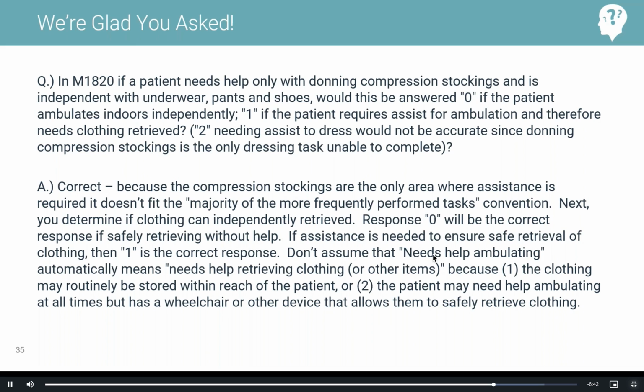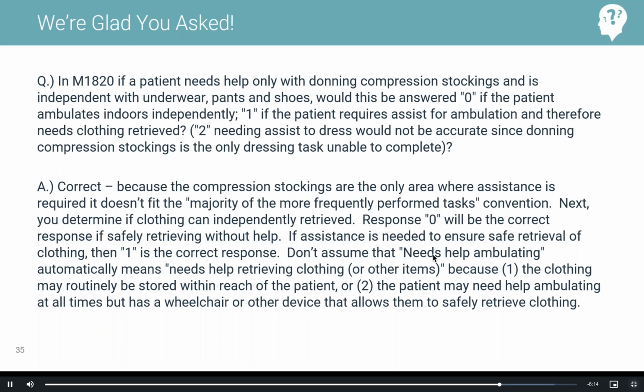So in M1820, if I have a patient who needs help only with donning compression stockings, they're independent with their underwear, their pants, and their shoes, would I answer 0 if the patient ambulates indoors independently, and 1 if the patient requires assistance for ambulation and therefore needs clothing retrieved? Because 2, needing assistance to dress, wouldn't be accurate, since donning compression stockings was the only dressing task they couldn't complete.